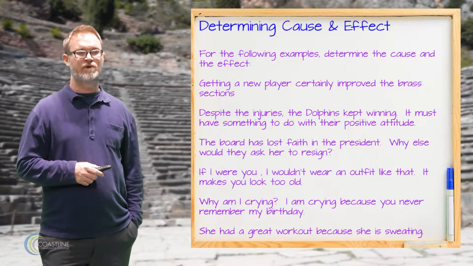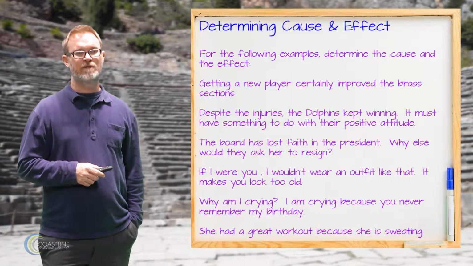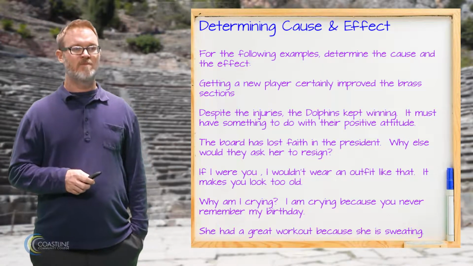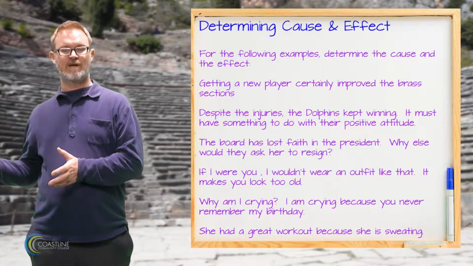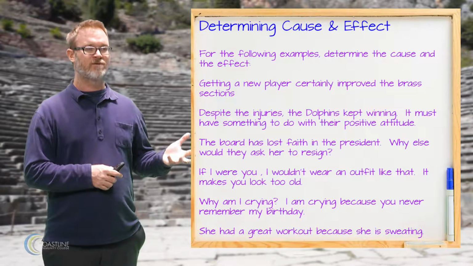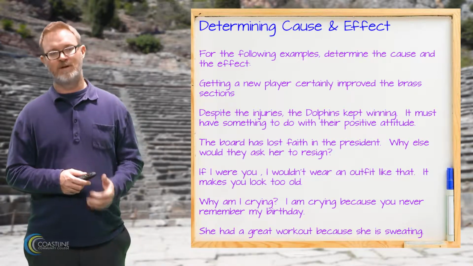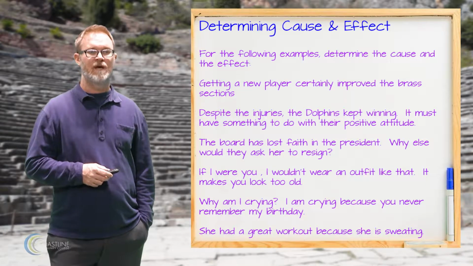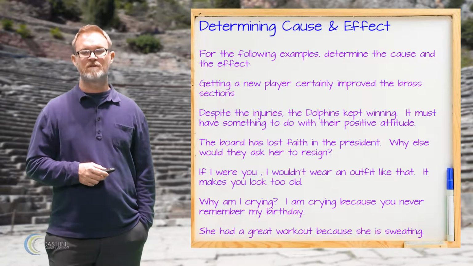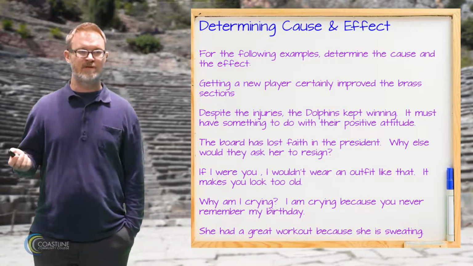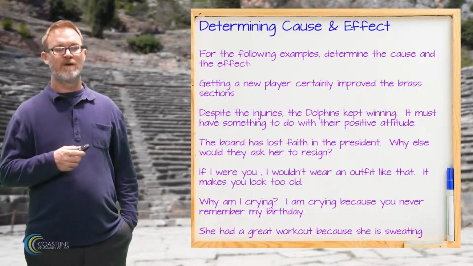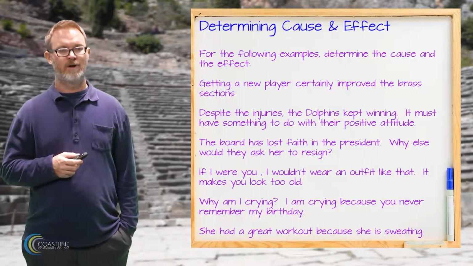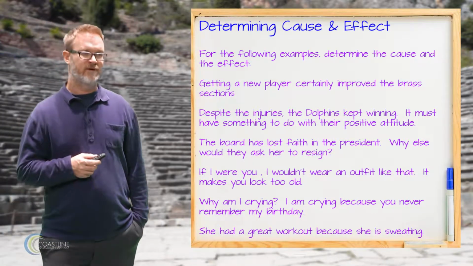examples. So the first one says, getting a new player certainly improved the brass sections, right? So here it seems like improving the brass sections is your effect, and the cause of that would be getting the new player, right? Second example, despite the injuries, the Dolphins kept winning. It must have something to do with their positive attitude. Here the effect seems to be that the Dolphins keep winning, and the cause of that seems to be their positive attitude, right? Must have been their positive attitude.